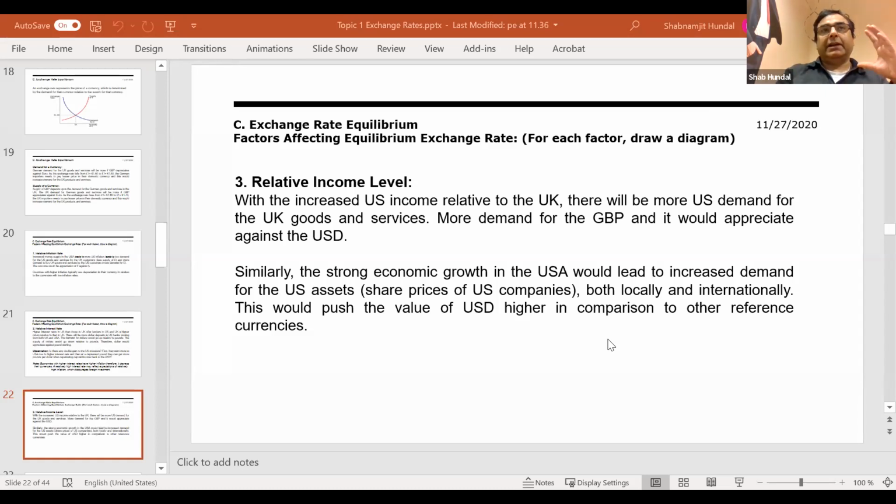So the income is a little bit tricky. Income can make your local currency stronger and weaker as well. If you see the first example, that the American economy is growing stronger than the UK, then the people in the US will demand more British goods, and as a result, the pound will increase, appreciate against the dollar. But on the contrary, if the American economy is stronger than the UK economy, then what will happen? Many British companies would like to move to the US, or at least they can buy the US stocks, and as a result, the US dollar would appreciate against the pound.